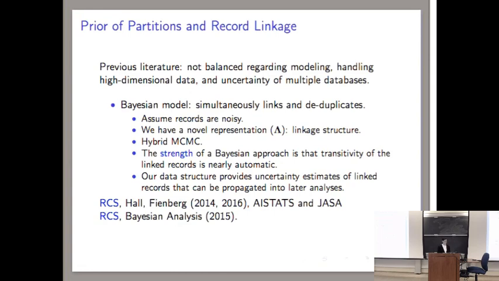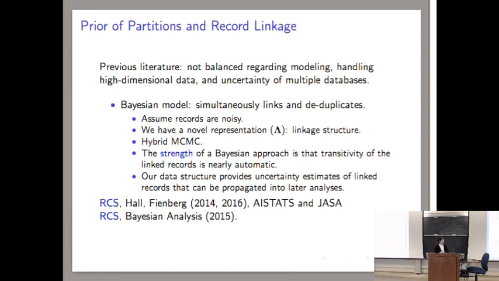Yeah, sure. So in these particular sets of papers, what we tried to do is address the fact that the previous literature wasn't balanced on many things. It wasn't balanced regarding modeling, handling high-dimensional data, as well as the uncertainty of handling multiple databases. And so what we did is we built a Bayesian model, a generative model, that's doing simultaneous record linkage as well as deduplication. So that's the step that I was talking about on the previous slide. We're assuming the records are noisy in some way, so we're handling a type of model distortion.